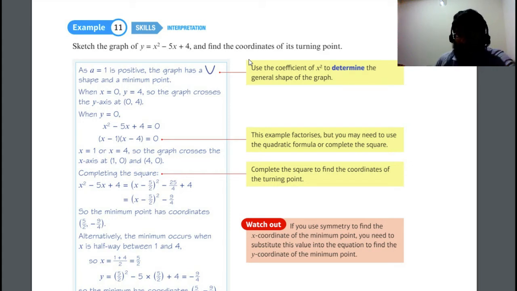So to sketch the graph, the first thing that we do is we find the x and y intercepts. For x intercepts we put y is equal to 0, and for y intercept we put x is equal to 0. So putting y is equal to 0, we get these points minus 1, 1 and 4. So it means it's 1 comma 0 and 4 comma 0, the two x intercepts. If I put x is equal to 0, the answer is positive 4. So it intersects the y axis at 0 comma 4.